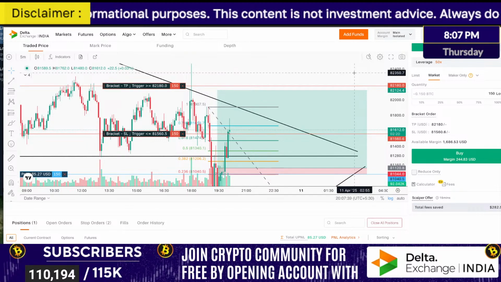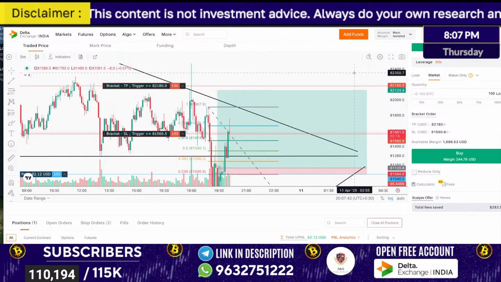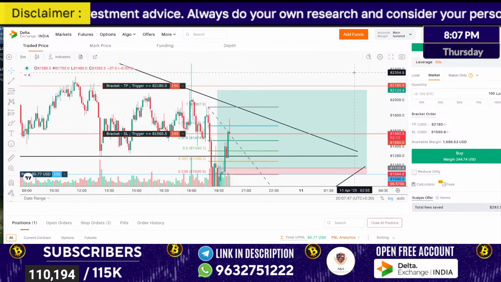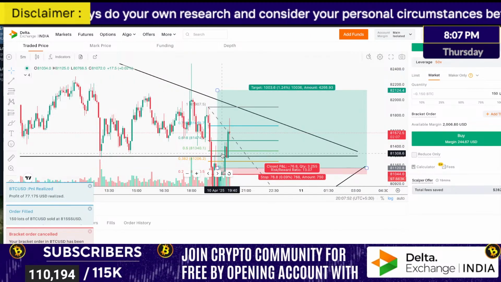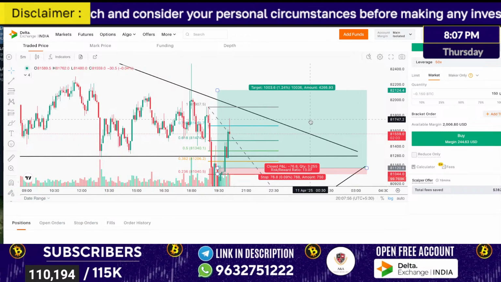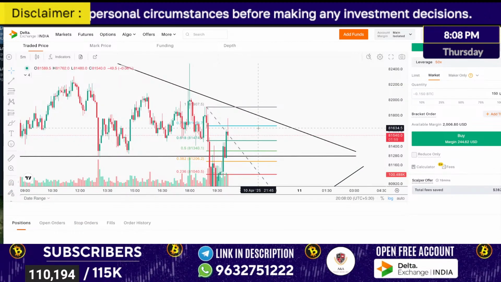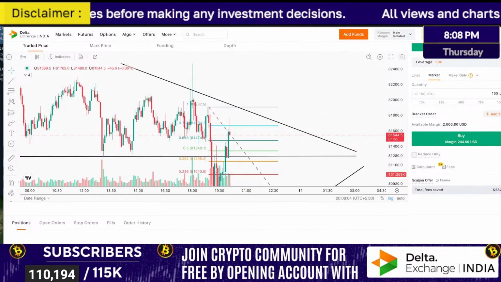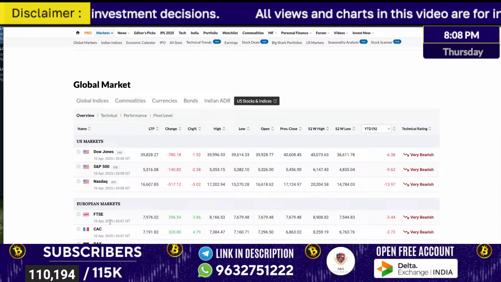Crucial zone, traders. If it goes, let it go, but this is a crucial zone. 20% chance, 25% chance to go up. Done. I made around $78 to $80 profit in this particular trade. So that's about that. Global market, what is it doing? It's all gone negative.